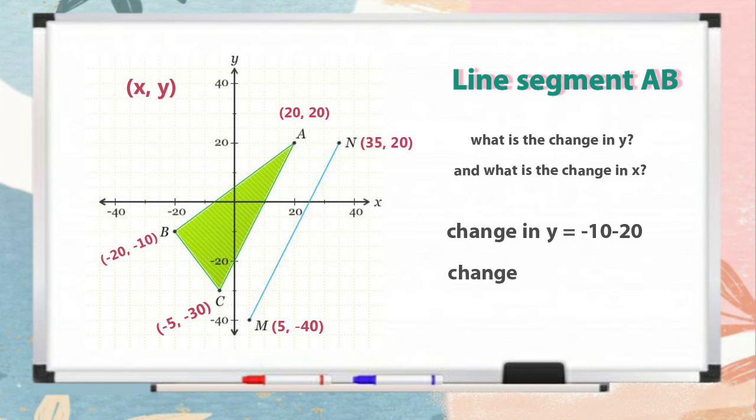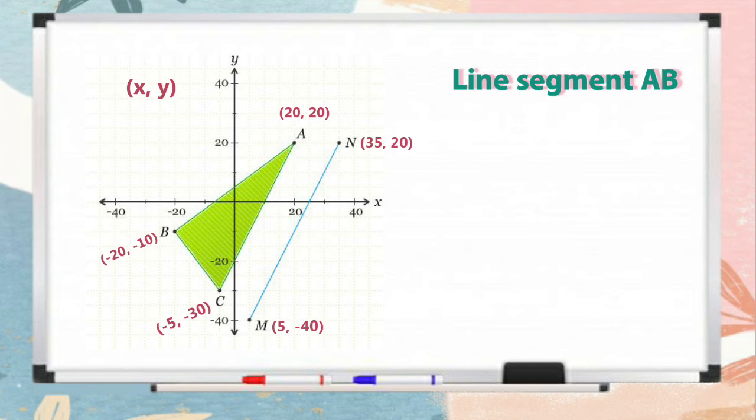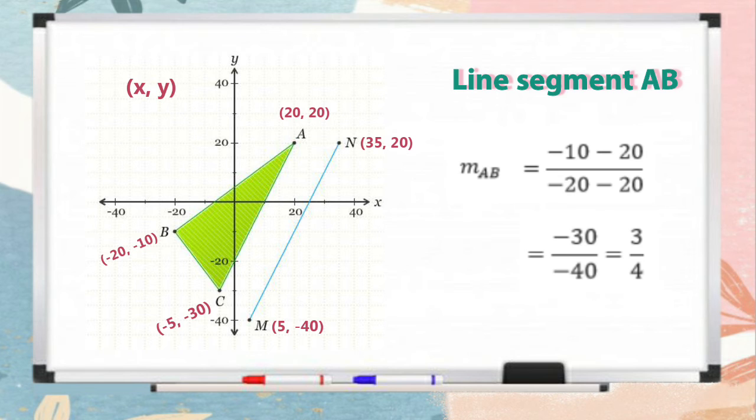And change in x for line segment AB is -20 minus 20. Same as change in y. -20 is for B, or it's the value of x. And 20 is for A, or it's the value of x1. Okay, now we start to calculate it. (-10 minus 20) over (-20 minus 20). The gradient of AB is -30 over -40, which is 3 over 4.